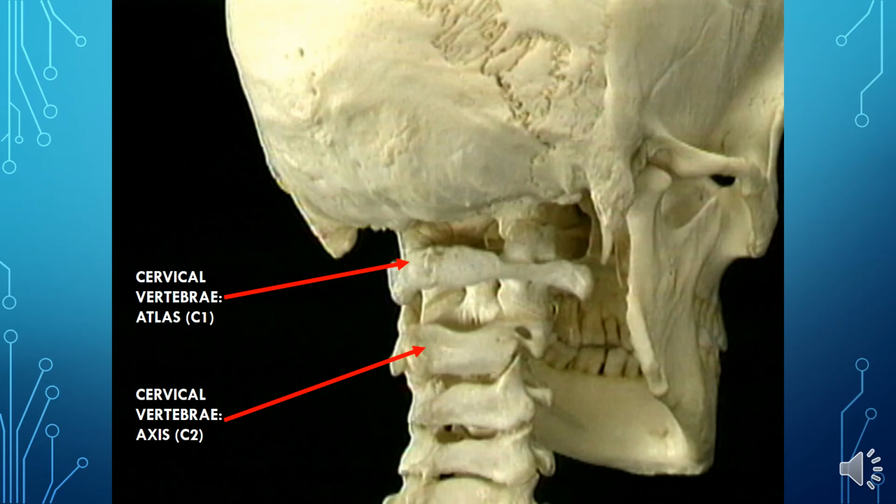So this image shows a cervical vertebra, the first cervical bone, atlas, that articulates with the occipital condyles of the skull. And the second cervical vertebra is axis, whose odontoid process has a peg that actually fits into the neural canal of the atlas.